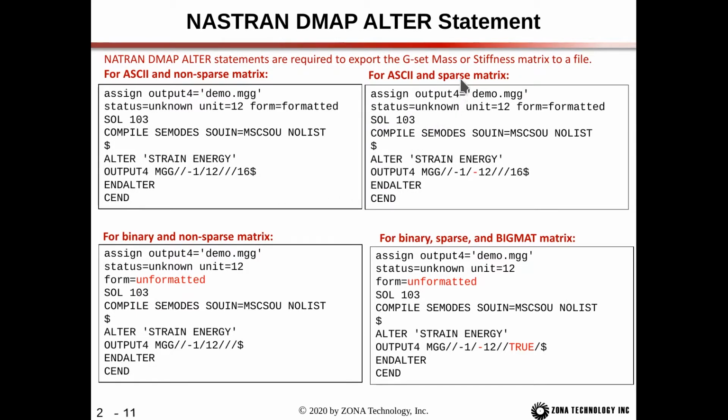Now for the sparse matrix, we change the unit number to negative. So here our unit number is positive 12. For this sparse option, we use minus 12. Everything else is the same.